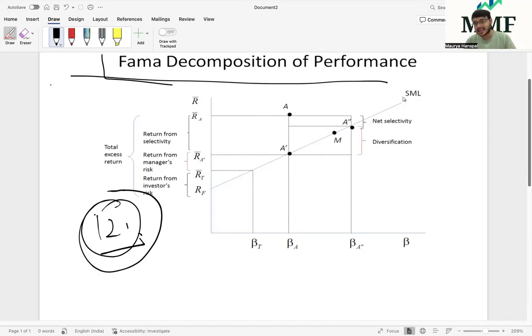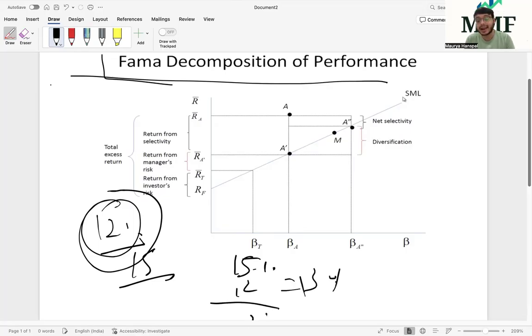Correct. So, for example, if an active fund manager gives me 15% odd, so 15% is a return which is being generated hypothetically over a 10-year or 5-year basis by an active fund manager, and 12% has been the benchmark return. So 3% has been my alpha, 3% is my excess return. And the task of this Fama decomposition of the performance is to break down this 3%.